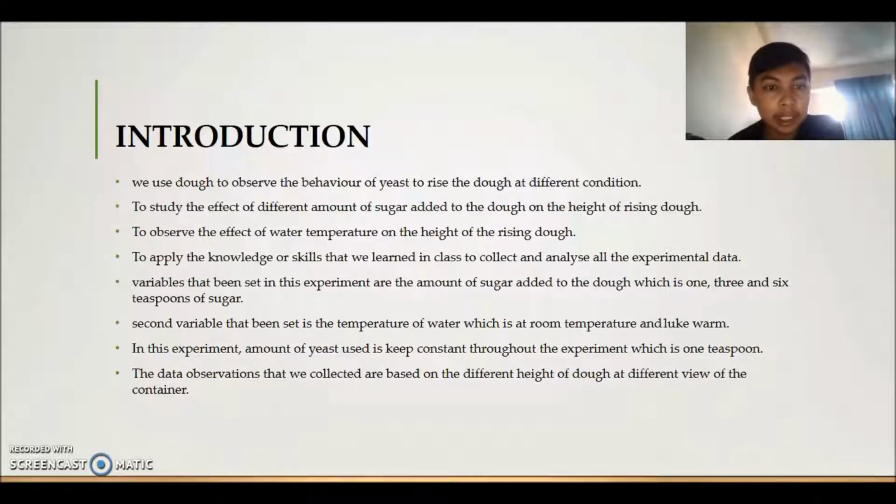The variables that we use in the experiment are the amount of sugar added to the dough, which is 1, 3 and 6 tablespoons of sugar. The second variable is the temperature of water, which is room temperature and lukewarm. The amount of yeast that we keep constant throughout the experiment is 1 tablespoon. The data observations that we collect are based on the different heights of dough in the container.